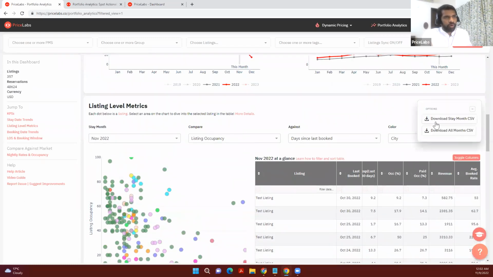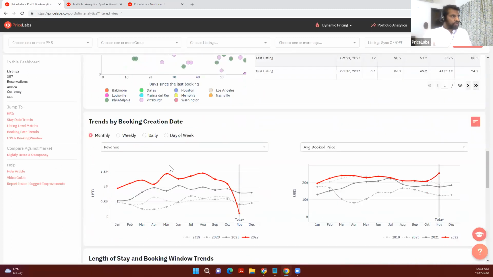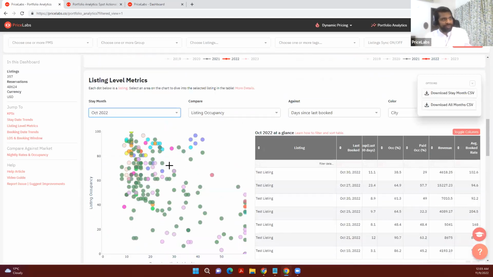And again, if you wanted to download this data, you can download it, and then you can look at it on a monthly basis, where you can quickly see what's happening by various months. All right, going to take another pause.